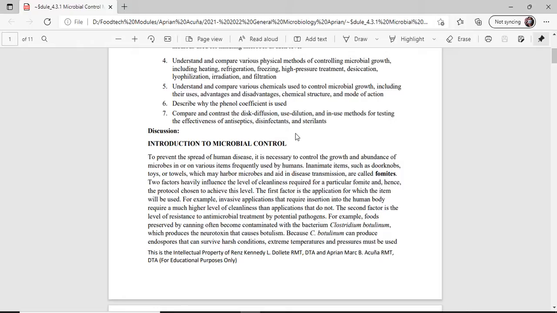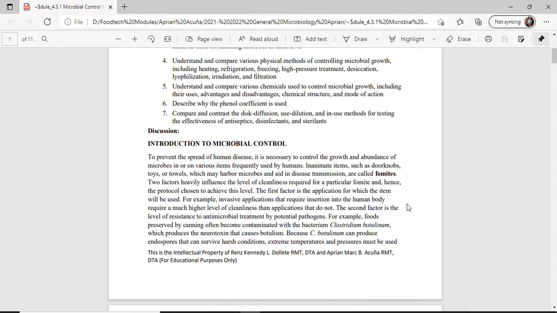To prevent the spread of human disease, it is necessary to control the growth and also the abundance of microorganisms in or on various items frequently used by humans. Inanimate items such as your doorknobs, mga toys, towels which may harbor microbes and aid in disease transmission are what you call fomites.